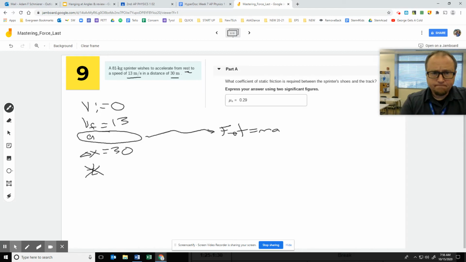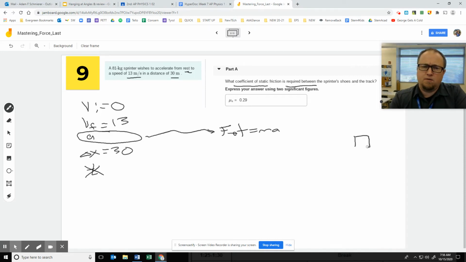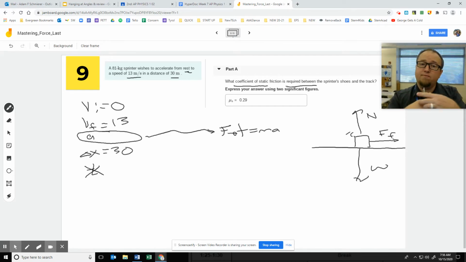Now, this is where we've got to go. What do we do here? We've got what coefficient of friction is required. Okay, hold on. Here is the sprinter, normal force, weight force. I promise you that's supposed to be straight up and down. They want to start going this way, so the friction force will be in the direction they want to go, because they're pushing off the ground and the ground pushes them forward.